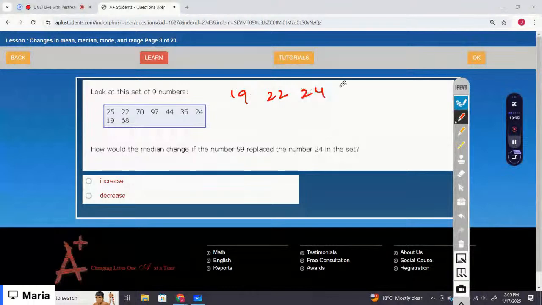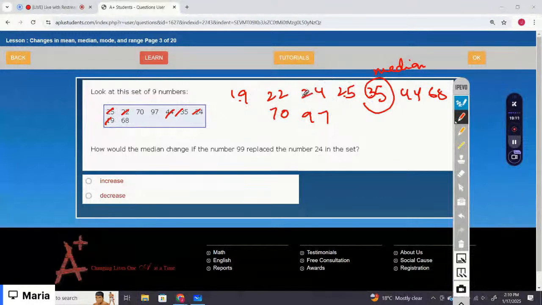So they are 19, 22, 24, 25, 35, 44, 68, 70, 97. The median is the middle one: 1, 2, 3, 4, 5, 6, 7, 8, 9. That is the median. So the median is 35.